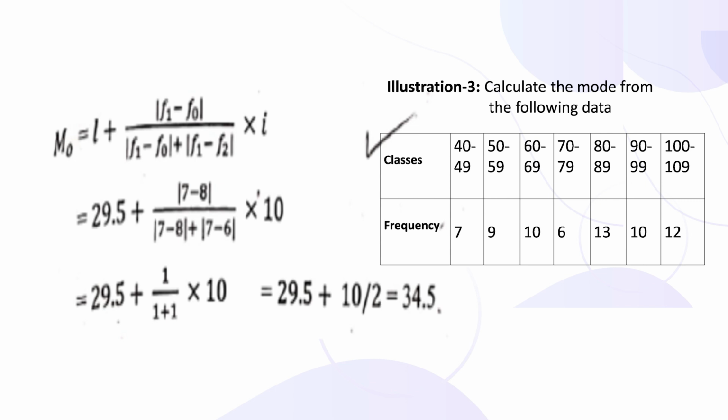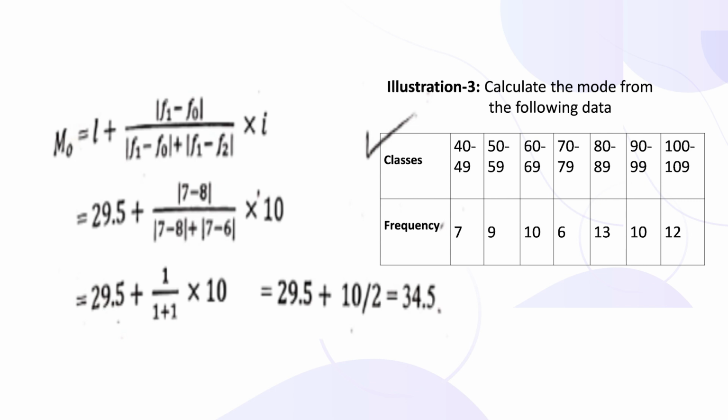Now here, what are F1, F0, F2? F1 is the frequency of the modal class, you remember. F0 is the frequency of the class preceding the modal class. The modal class is 20 to 29, so the preceding class is 10 to 19, and 4 is F0. Now coming to F2, the frequency of the class succeeding the modal class, that is 30 to 39, which is 7. So F1 is 8, F0 is 4, F2 is 7. Coming to the formula, the class interval is 10.